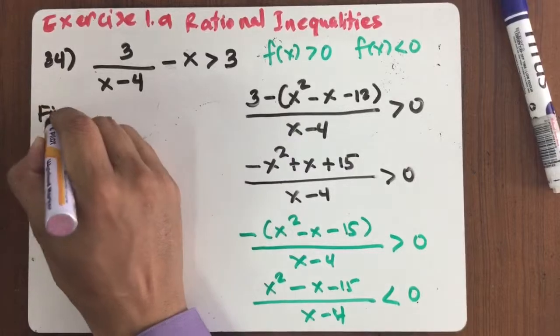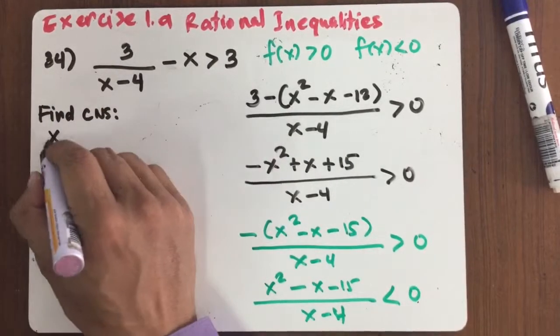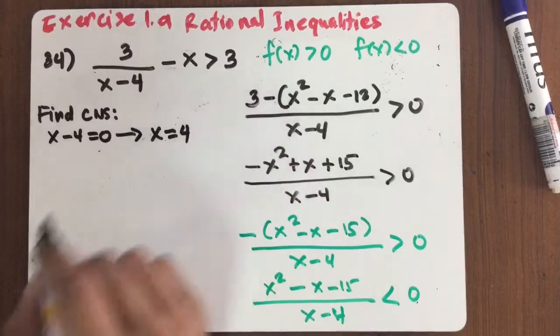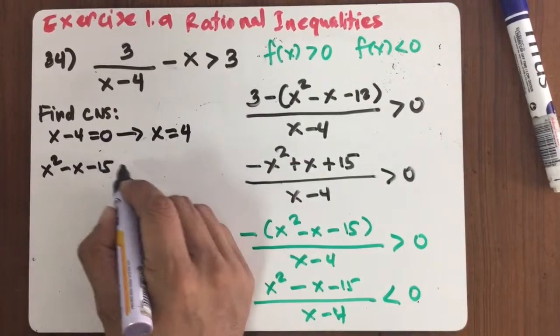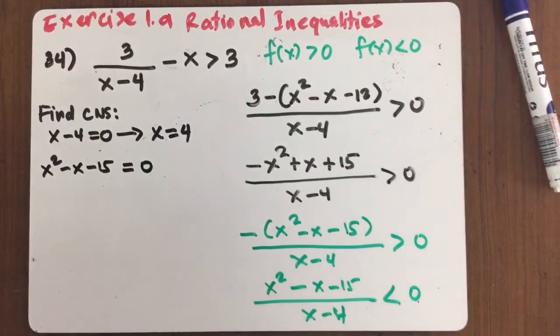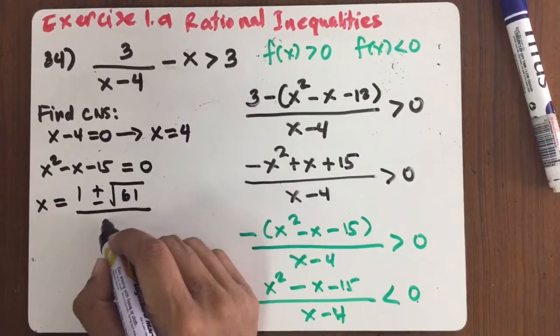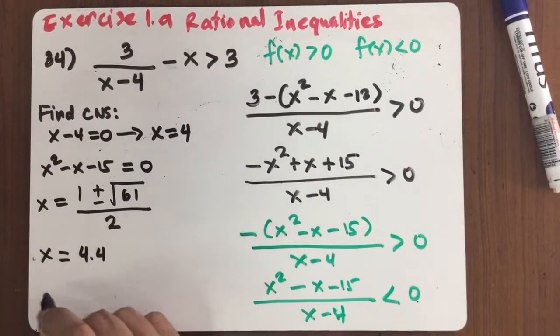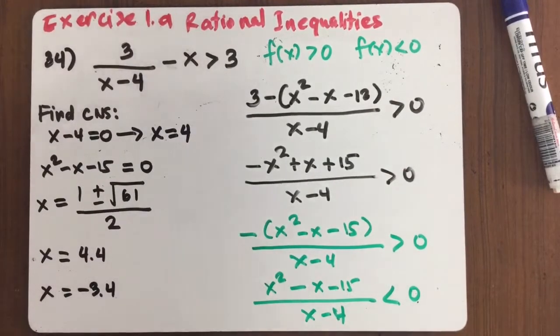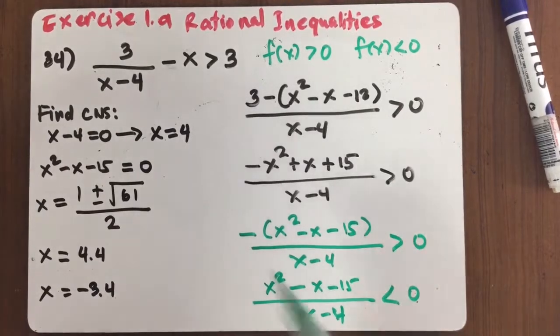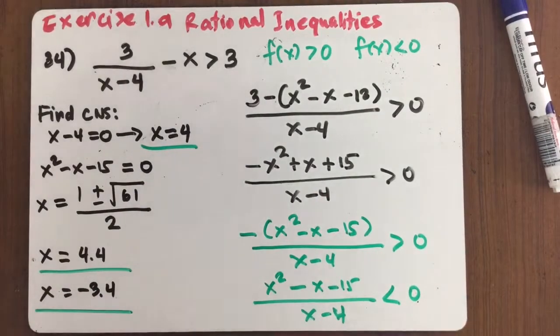Let us find the critical numbers. The critical numbers of our rational inequality are the values of x which render our denominator equal to 0 and our numerator equal to 0. For the denominator, the critical number is when x is equal to 4. But for the numerator, this is a function which is not easy to factor. So, gagamitan natin to ng quadratic formula. So, meron tayong tatlong critical numbers, 4, 4.4, and negative 3.4.